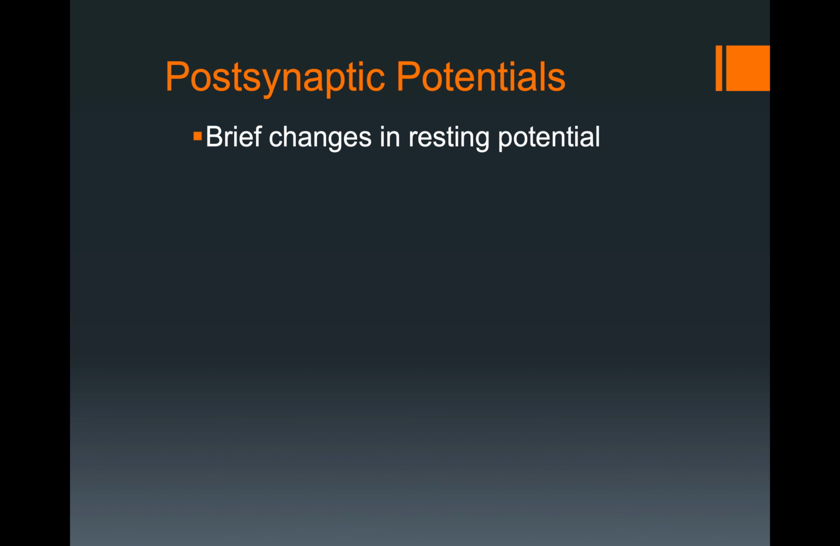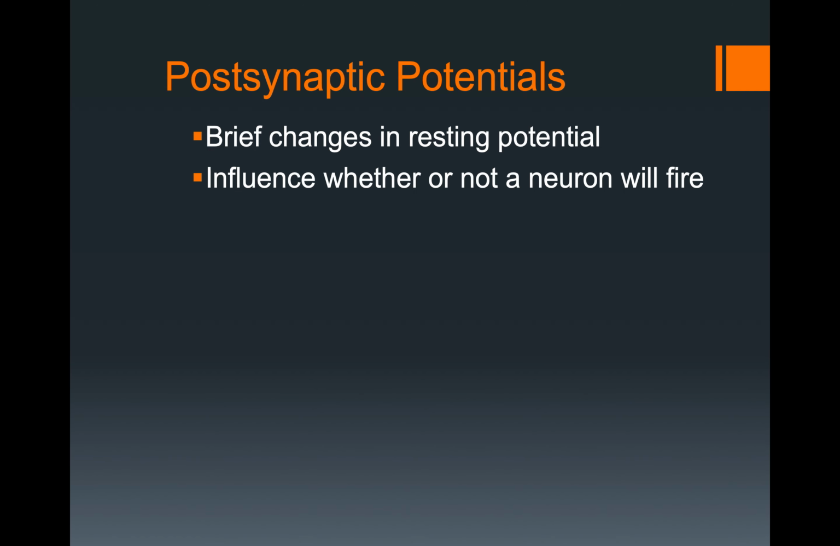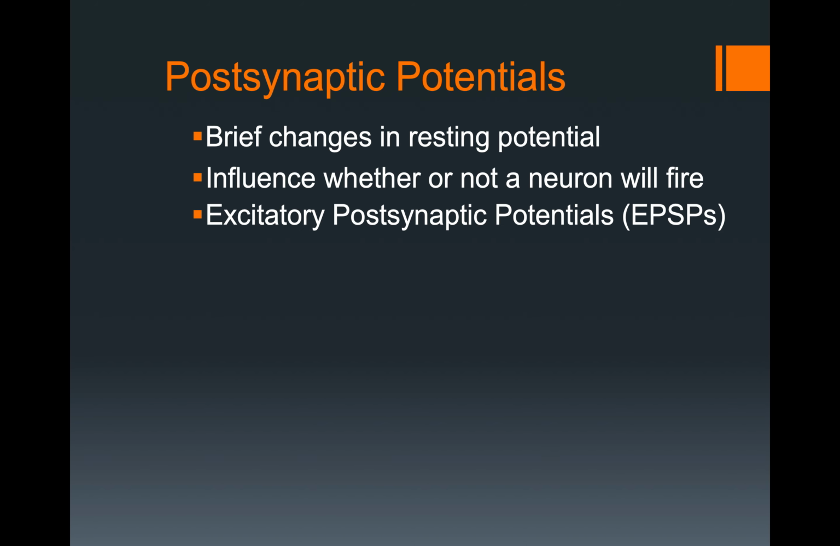So postsynaptic potentials, these are what's occurring in the second neuron, the one that just received the message. They are brief changes in resting membrane potential, and they influence whether or not that neuron will fire its own action potential. When an action potential occurs, we say it fires.